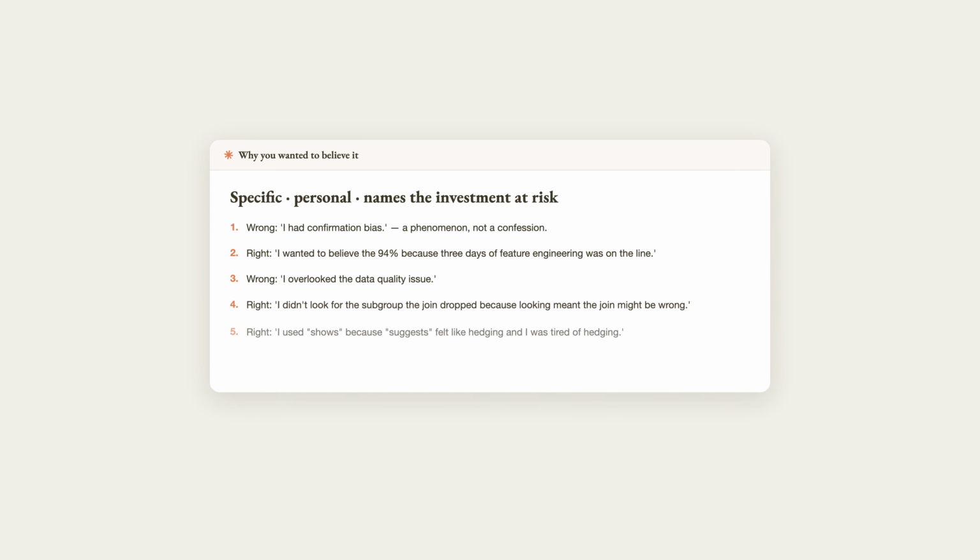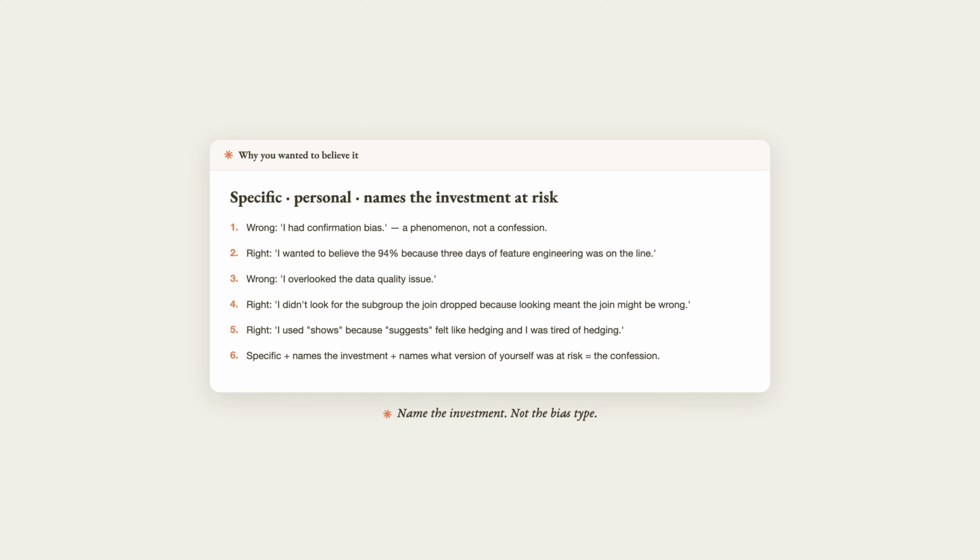It does not look like this: "I wanted to believe the accuracy was valid because of confirmation bias." That is a description of a cognitive phenomenon, not a confession. It looks like this: "I wanted to believe the 94% accuracy was real because I had spent 3 days on feature engineering, and a lower number would have meant those 3 days produced nothing." That sentence is specific. It names the investment, it names the number, it names what was at risk.